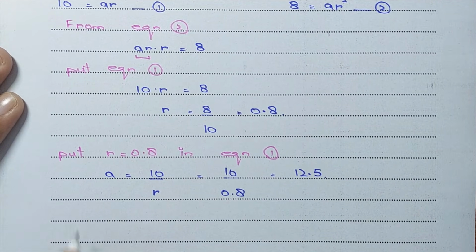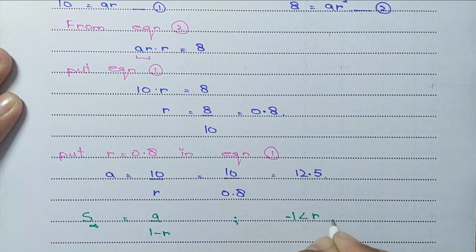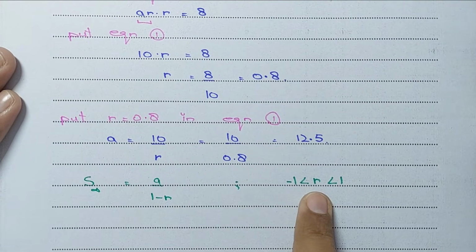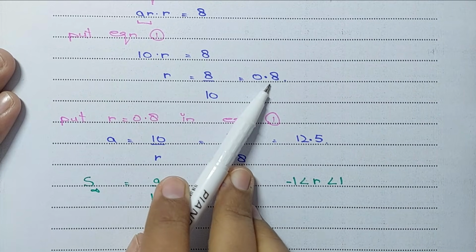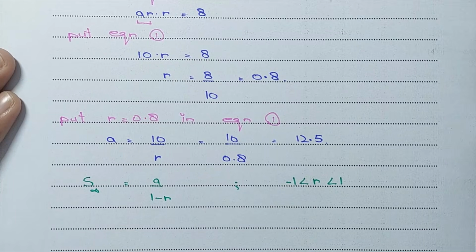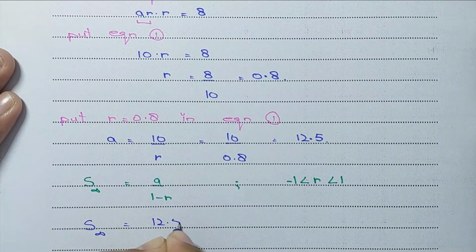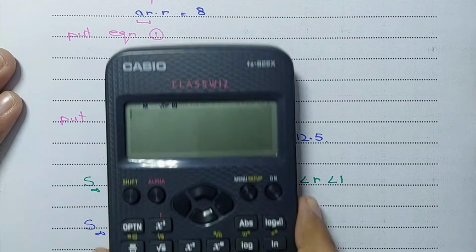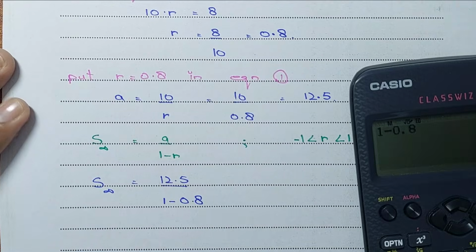Now back to the question, what is the sum to infinity? S infinity is a over 1 minus r, but only when r is between minus 1 and plus 1. The sum to infinity only exists when the common ratio r is between minus 1 and plus 1. Now the value for the common ratio r is 0.8, so it is in the range less than 1. Now S infinity is the a value 12.5 divided by 1 minus r, where r is 0.8. Just simplify. So 1 minus 0.8 is 0.2.